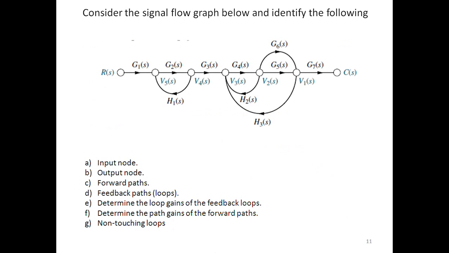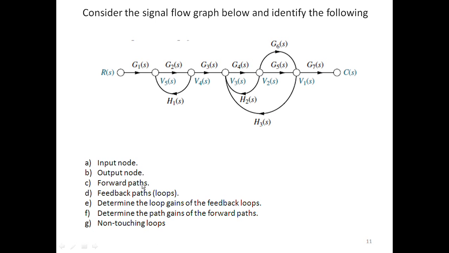Then next, all these terminologies we studied, so whether we understand them properly or not, we can check using this example. This is a very interesting example. So here a signal flow graph is given and we have to find all these parameters. So first parameter is input node. R of S is the input node, output node is C of S.